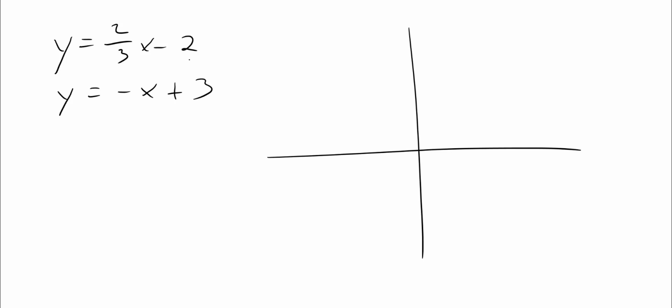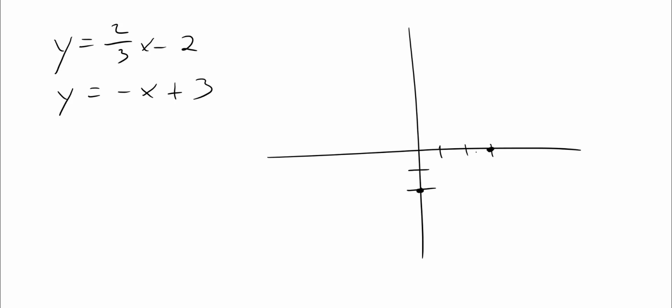You plot the y-intercept, which is our negative 2. You plot that point, and then the slope is 2/3. So you go up 2 and over 3. And you plot a point there. So I've got 2 points. Now here's the deal.